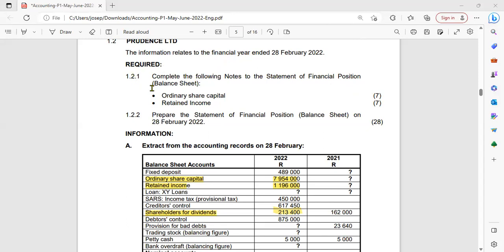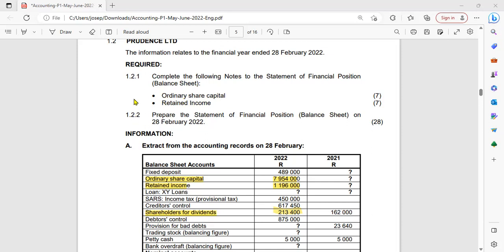Today we are going to do ordinary share capital as a note and retained income as a note. We all know that these notes assist us in order for us to prepare what we call the balance sheet. So today we are going to focus on ordinary share capital and retained income as notes, right? Okay, let us go through it.